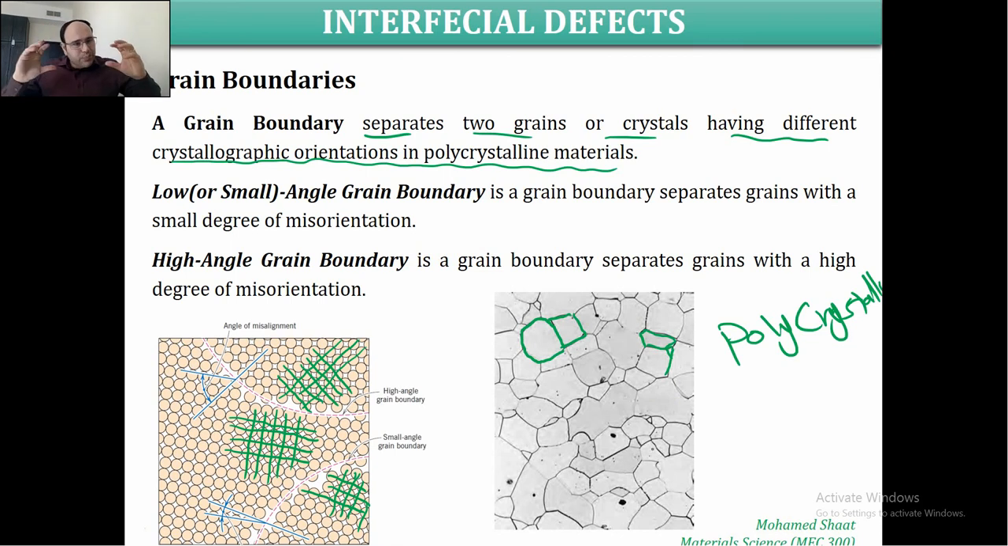This boundary has been generated because of what? Because of the difference in the orientation from one grain to the other grain. But if you have two grains that have the same orientation.